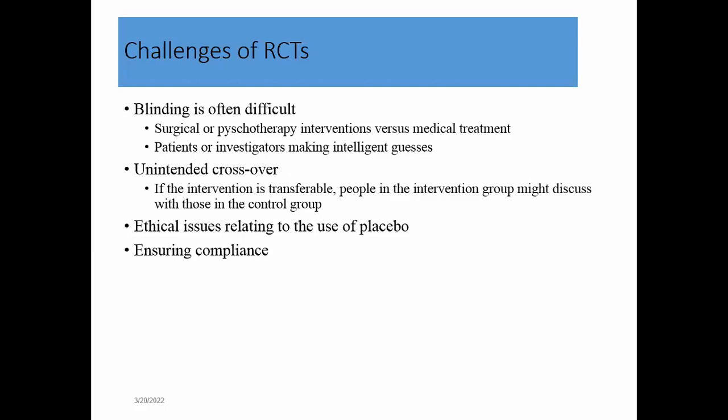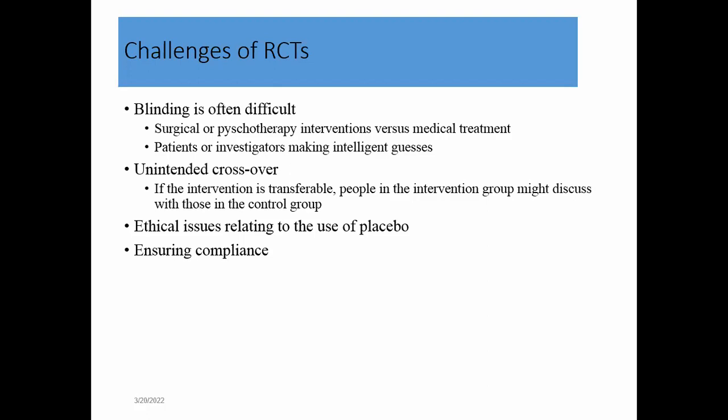Then also unintended crossover. If the intervention is transferable, people in the intervention group might discuss with those in the control group due to curiosity. As human beings, we are always curious. So by doing that, there might be distortion of the sample, whereby some can cross over and join the other group, leave the group of the placebo or vice versa interventions.